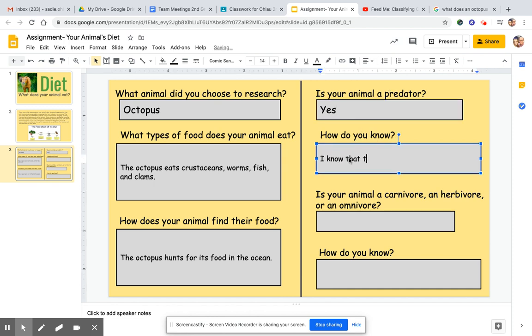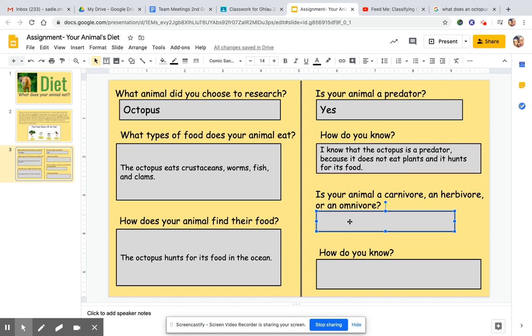I know that the octopus is a predator because it does not eat plants and it hunts for its food. Is my animal a carnivore, an herbivore, or an omnivore?